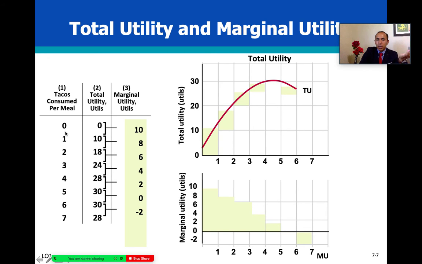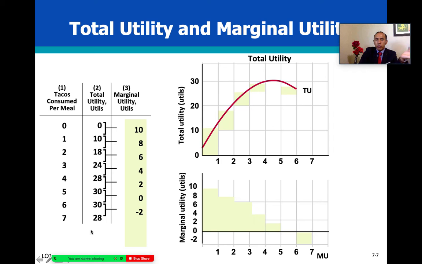If I consume no tacos, there's no satisfaction. So total utility for 0 tacos, in this case, is 0 utils. The total for 1 unit is 10 utils. 1 taco, 10 utils. 2 tacos here in the graph, it's 18 utils. 4 tacos, in my graph, give me 28 utils. And 5 tacos give me approximately 30 utils. That's my total satisfaction that has reached the highest point.